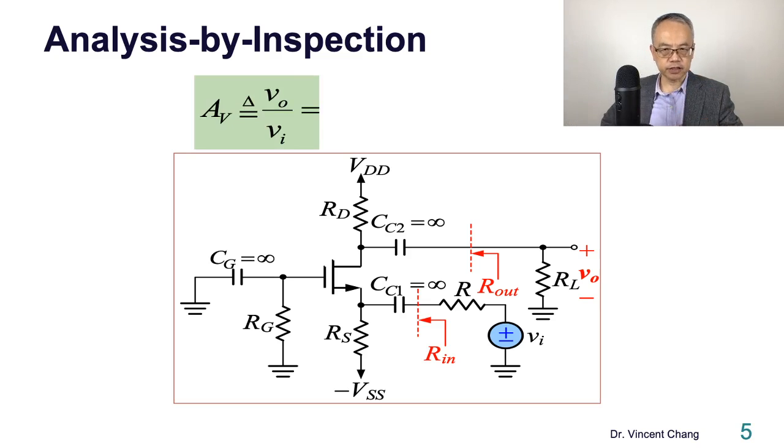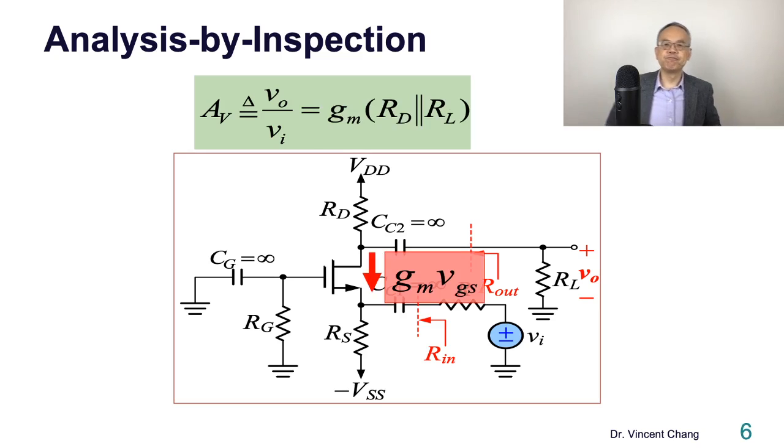So how about the small signal voltage gain? Small signal voltage gain, VO over VGS, and then times the VGS over VI. So VO over VGS, the first term, is negative GM times the parallel combination between RD and the RL. And then, so based on Ohm's law.